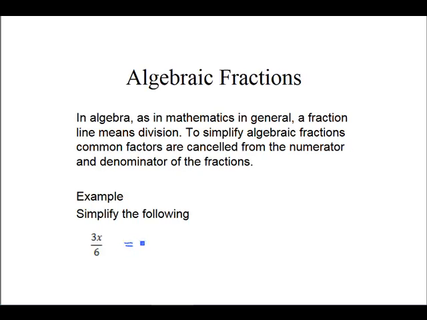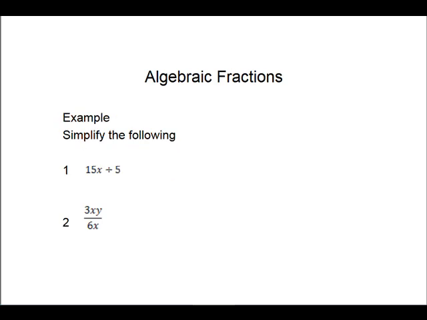Okay, simplification of fractions. In this case, we can cancel the 3 into the 6. The 3 goes into 6 twice. So our answer is x over 2. Here's a few examples. Remember here we need to change the division into multiplication by just inverting. So the 5 goes to the bottom. The 5 goes into 15 3 times. So we can just write the answer as 3x.